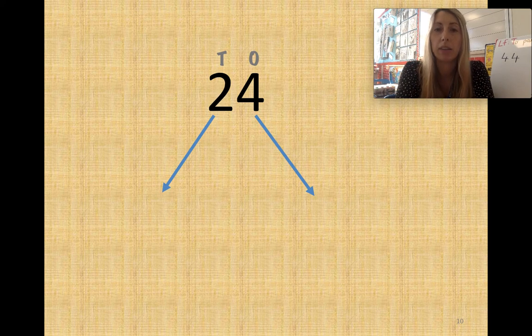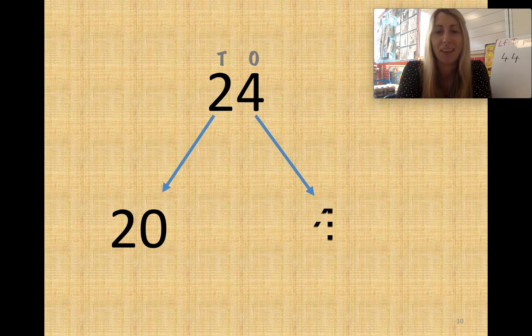And we're going to partition this number. So we've got our 10s and 1s at the top. We're partitioning it out. 2 10s are 20 and 4 1s are 4.